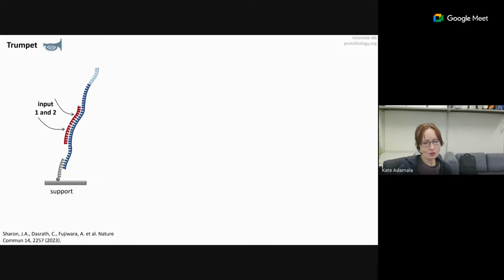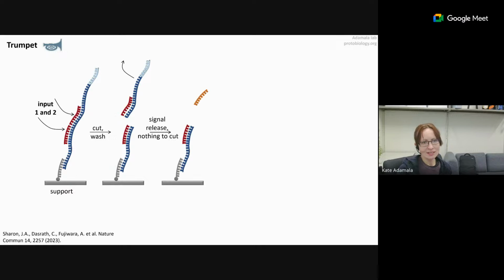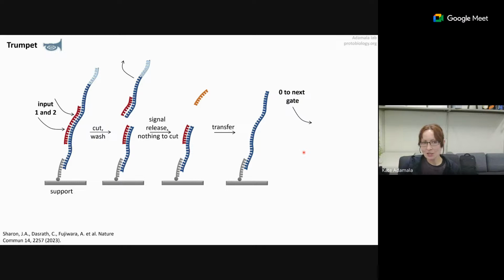Now, if we have 1 or 2 inputs, it cuts. So our gate is now cut in half, and it floats away. We wash it. Now, if you add your signal release oligo, it has nothing to bind to because its binding partner was already washed away. And that's why there is no output out of that gate. And so what goes to the next gate is 0. So that's the fluorescent-free way of generating 1 or 0 output.